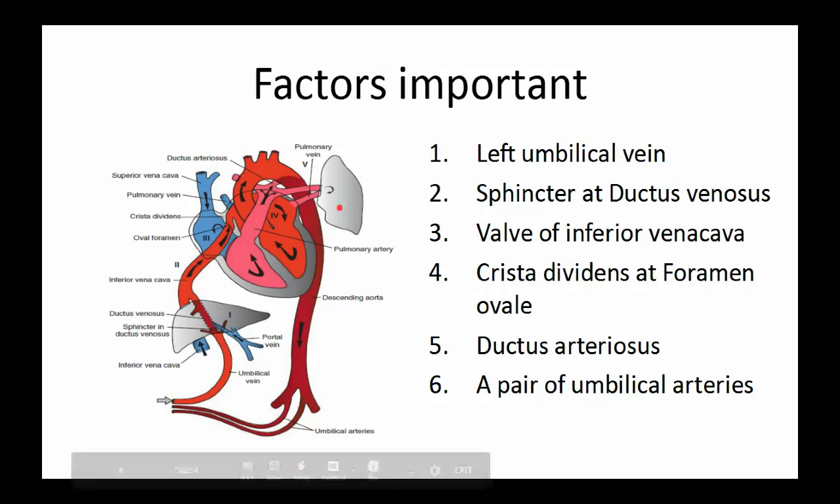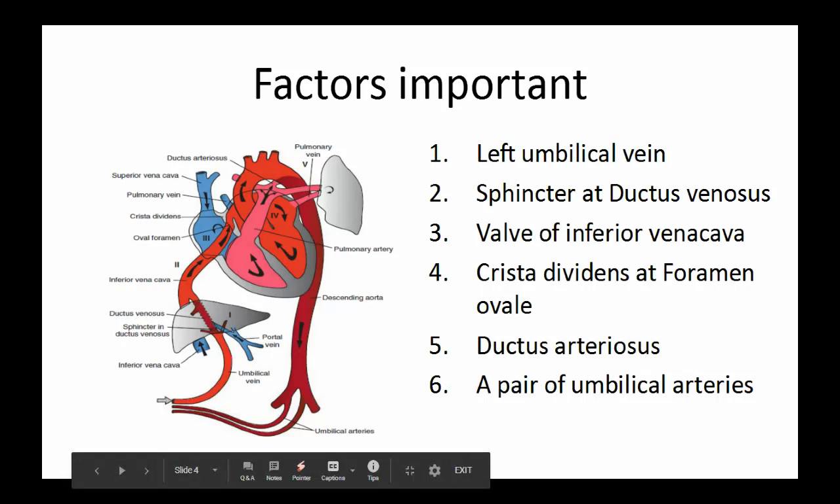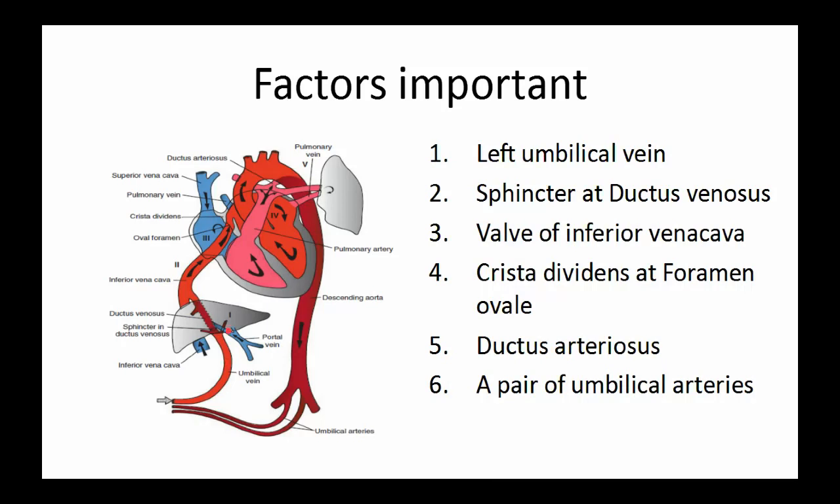So now there are 6 important factors which you will see in the fetal circulation. First one is the umbilical vein, which is carrying the oxygenated blood. Second one is the sphincter at the ductus venosus, which is guarding the flow of the blood mostly towards the right horn of the sinus venosus. And this sphincter is mainly controlled by the oxygen tension of the blood. So when the oxygen tension increases during the birth, it will contract, and then it will remain as ligamentum venosum later on.